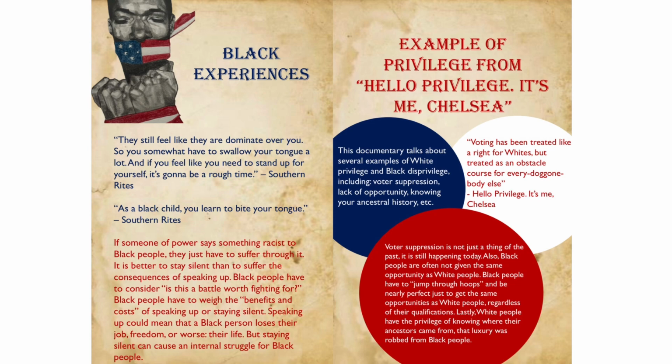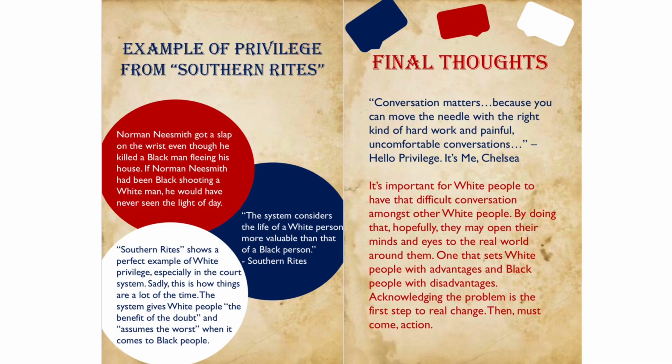And then the second page is just kind of like my analysis on one of the documentaries that we had to watch, and kind of an example of privilege that I saw from it. The left page shows an example of privilege from the other documentary and kind of my thoughts on things. And then the last page of my zine project just kind of gives my final thoughts on it, and how we can continue to hopefully make progress in America.